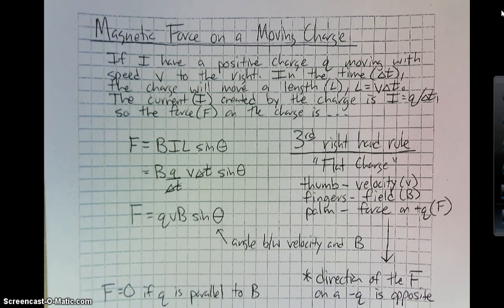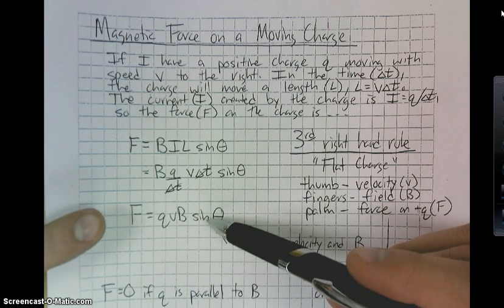Alright, this is kind of the follow-up to the magnetic force on a current carrying wire, where there's just a steady flow of charges. This is more specific about, okay, what is the magnetic force acting on a single moving charge? So the very beginning of this, we're going to derive this particular equation.